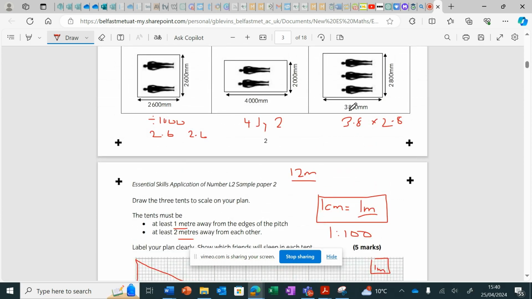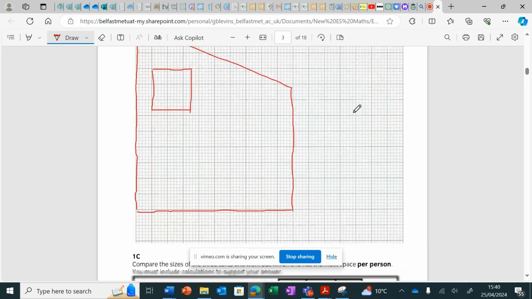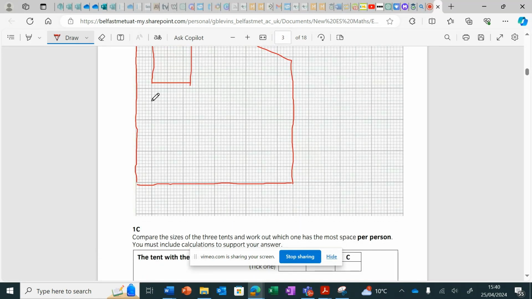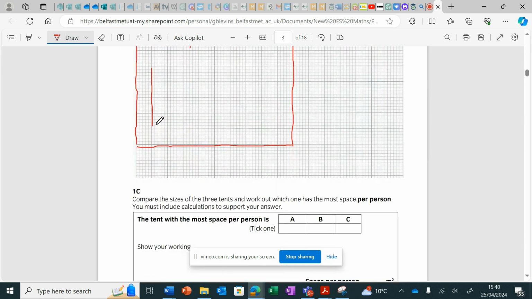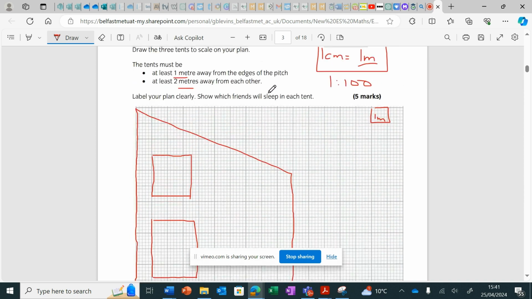And then we've got 3.8 by 2.8. So I'm going to go 3.8, a meter away. 1, 2, 3, yeah, I'm going to do this. So 1 down, 2 down, 3 meters, and 3.8. And then it was 2.8 across. So 2.8, 1, 2, about there. I'm going to match that up as best I can. And I'm going to draw it across. Obviously, I'll use a ruler in the exam.